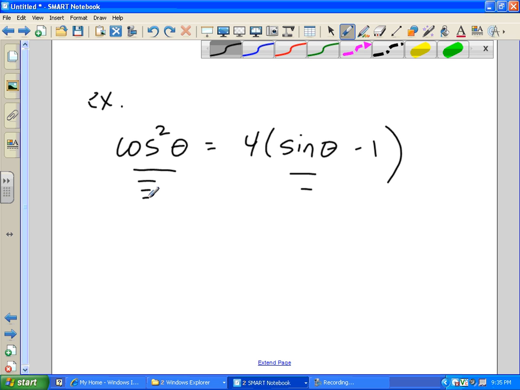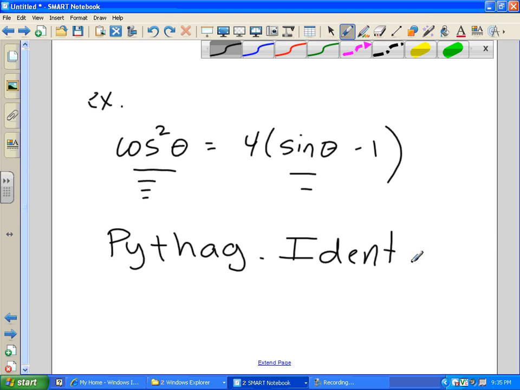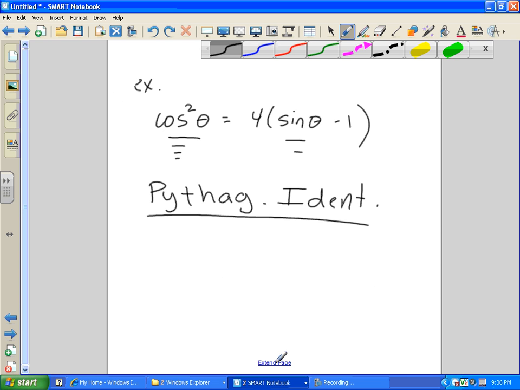Okay, here's the big idea. This is what we're going to use: a Pythagorean identity. This is the title for today's lesson: we're going to solve equations using Pythagorean identities. In all these problems today, we're going to have sines and cosines, and probably one of them is squared, and we can use a Pythagorean identity to make a substitution. So let's look at how we're going to make this substitution.